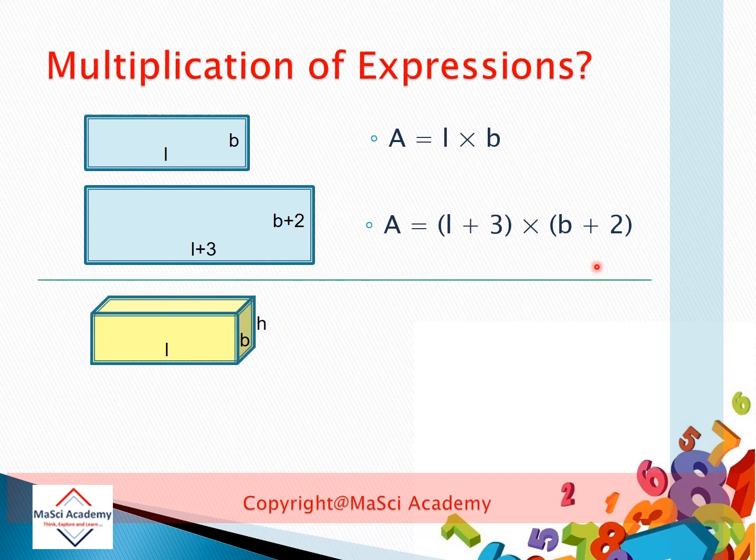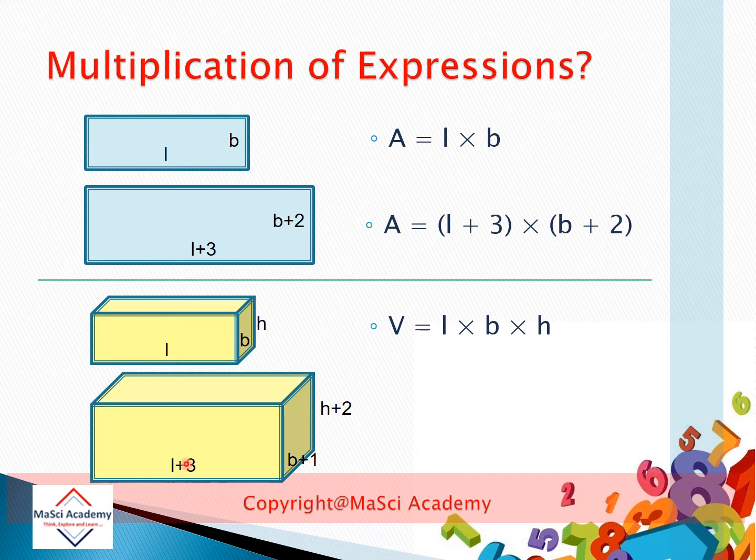Let's take another example. There is a cuboid with the dimensions L, B and H. The volume of the cuboid is given by L into B into H. Again, if the length of the cuboid gets increased by 3 units, breadth by 1 unit and height by 2 units, the new volume would be (L + 3) multiplied by (B + 1) multiplied by (H + 2). Again, we have an algebraic equation that involves multiplication of three algebraic expressions.